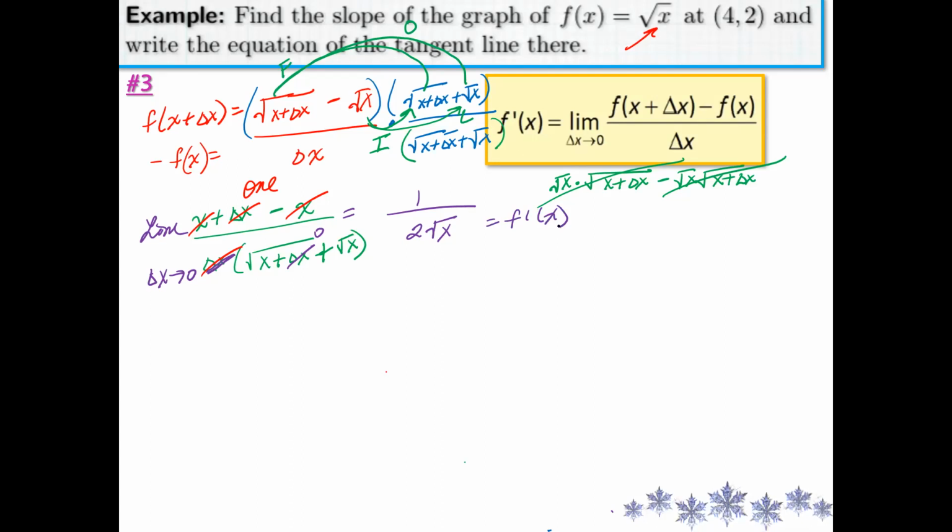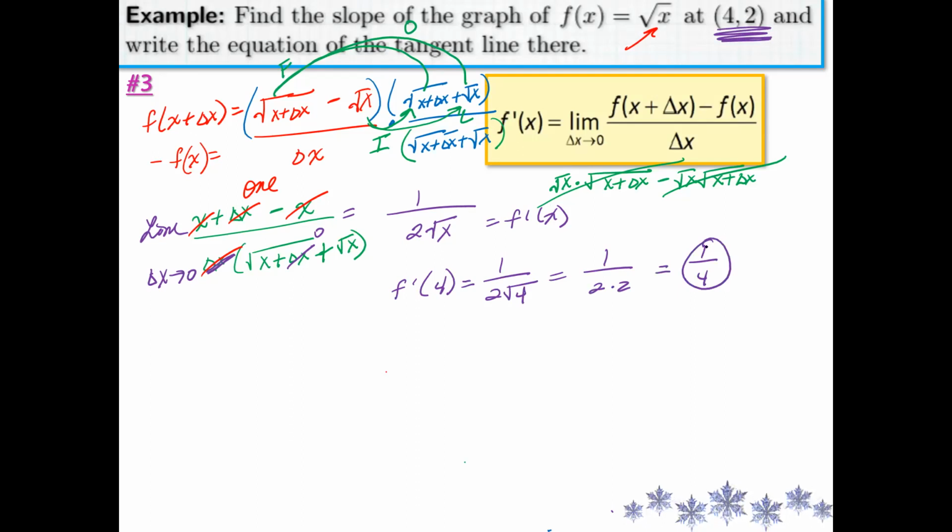And then if you move a little bit further to find the equation of the tangent line, it's given to you a point right there. So you can do f prime of 4, which is equal to 1 over 2 square root 4. Square root of 4 is a 2. So your slope is 1 over 4.